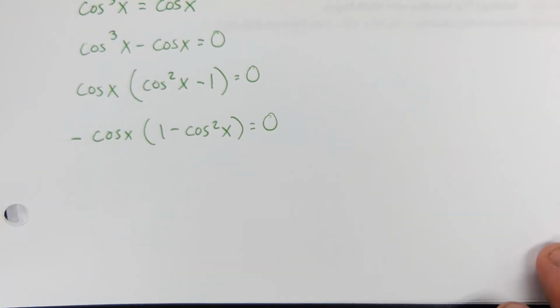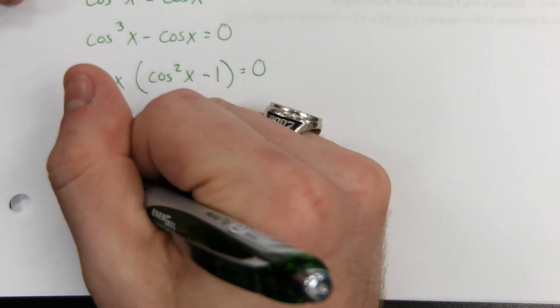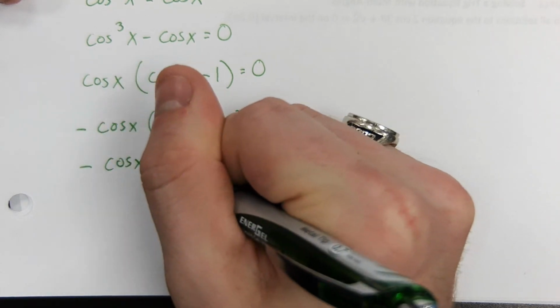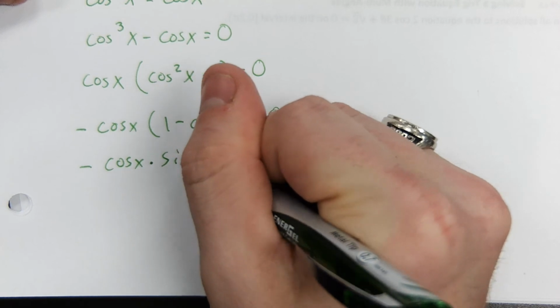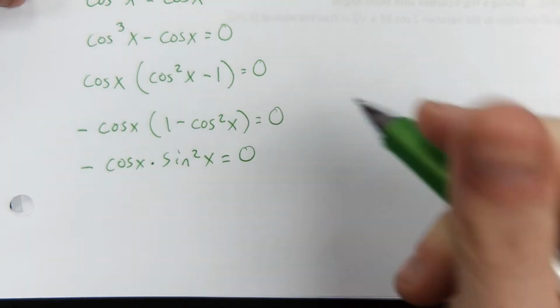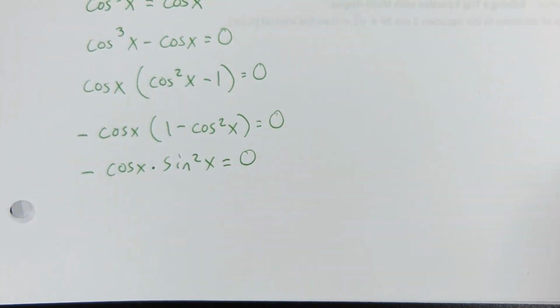So instead of saying 1 minus cosine squared x, I'm going to say sine squared x. We have negative cosine x times, that's not subtraction, it's multiplication, times sine squared x equals 0. You now have a factored and simplified equation set equal to 0. The whole goal was to get it factored so we could set the factors equal to 0, right? Let's switch colors to orange.